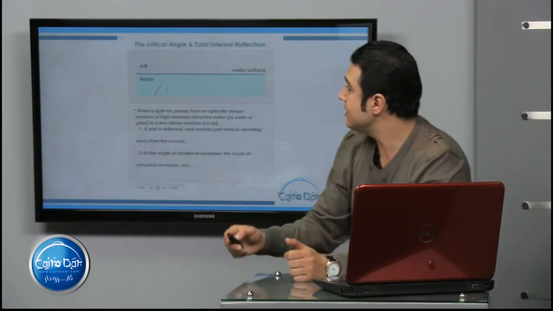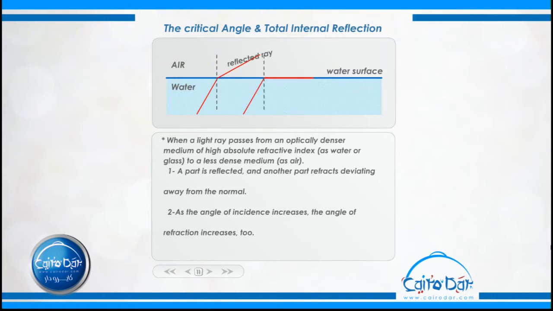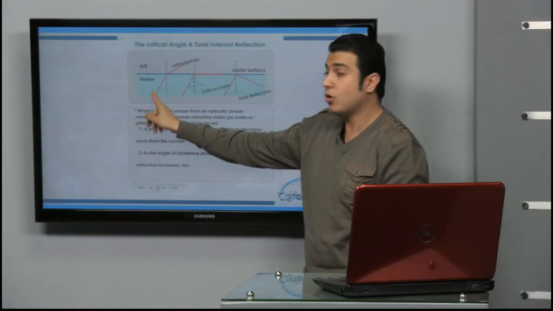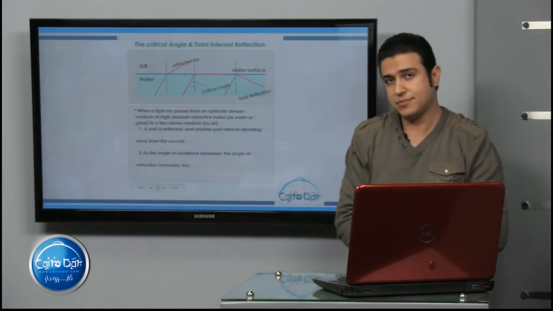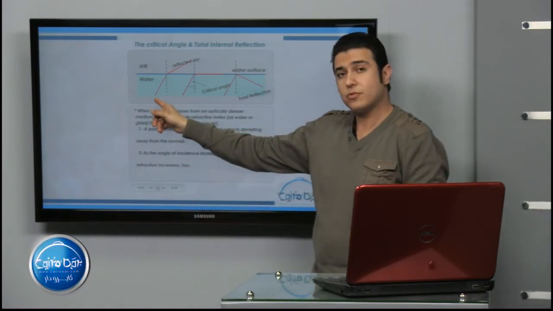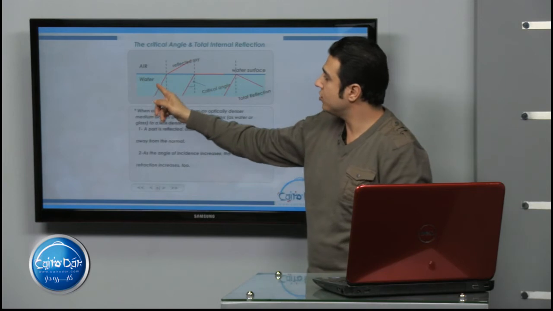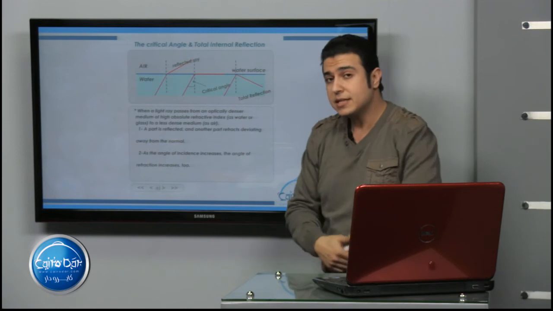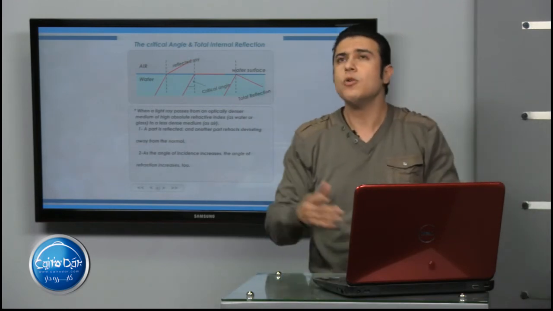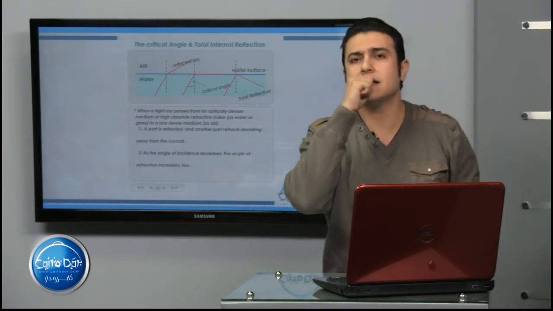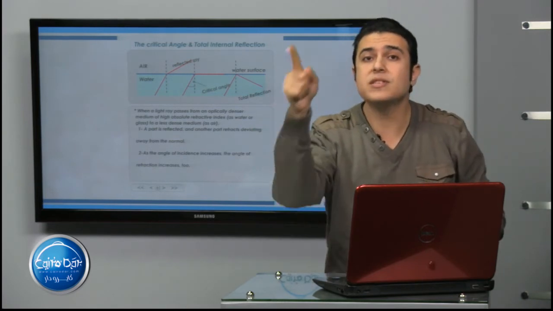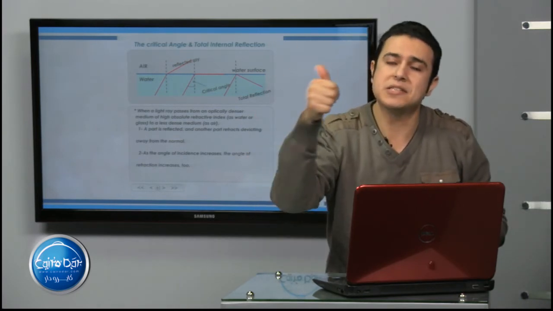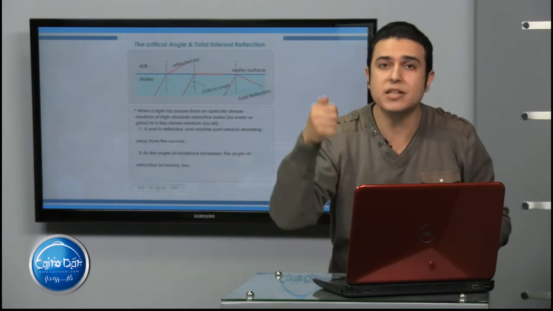What about the critical angle and total internal reflection? I want you to see and concentrate very well on this. Here, water is more dense, and here air is less dense. When a light ray passes from water to air, which is greater in velocity? Of course, air. The velocity of light in air is greater than the velocity of light in water.